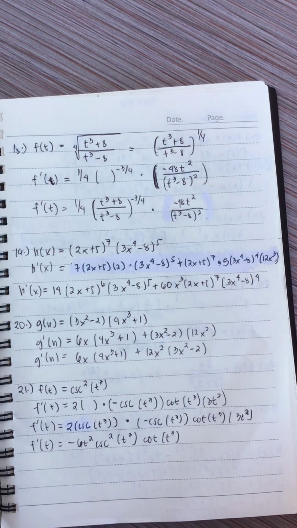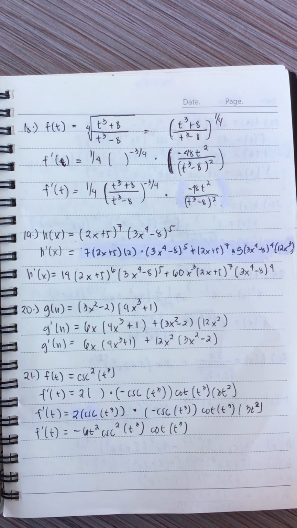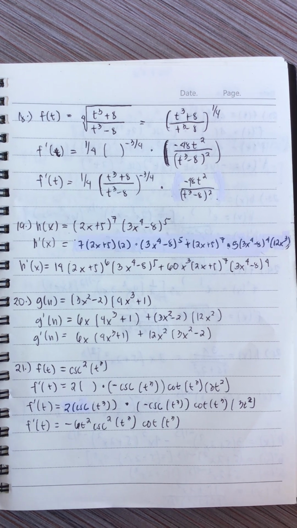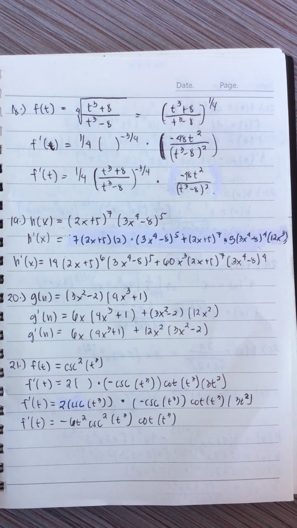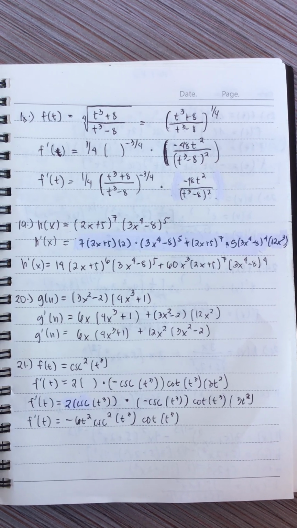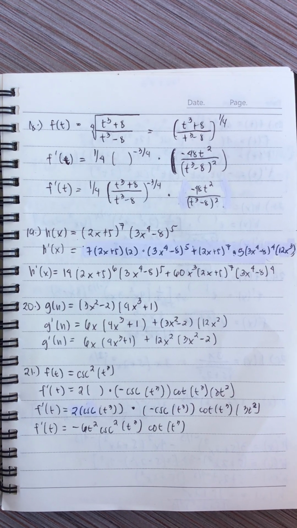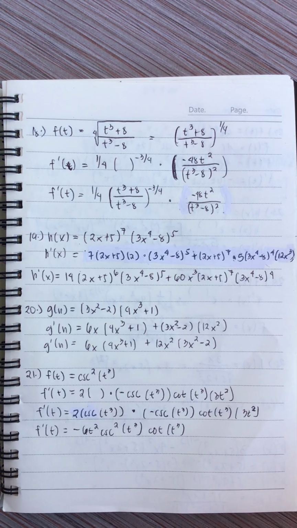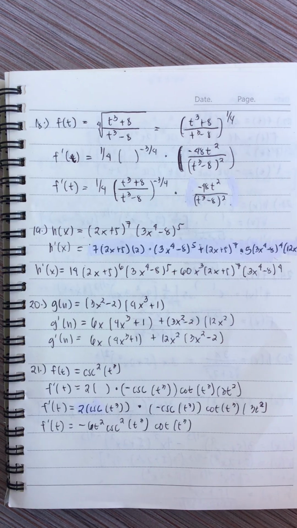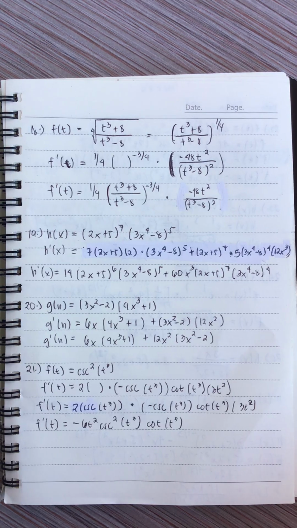Moving on to number 18, which is f of t equals the fourth root of t cubed plus 8 all over t cubed minus 8. So this can be t cubed plus 8 all over t cubed minus 8 to the power of 1/4. So f prime of t equals 1 all over 4 times the quantity of the outer function to the power of negative 3/4 times negative 48t squared all over t cubed minus 8 to the power of 2.